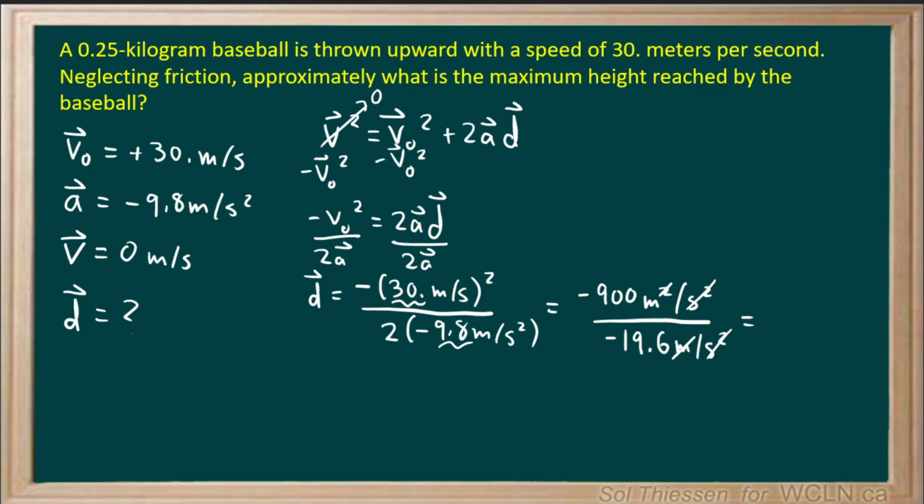final units of meters. Negative 900 divided by negative 19.6, rounded to 2 significant figures, leaves us with 46 meters as the maximum height reached by the baseball. And that is positive, meaning that it's above Earth's surface. So this is the final answer for this problem.